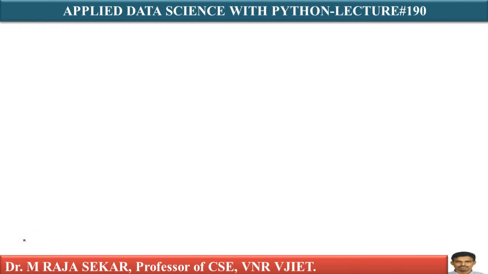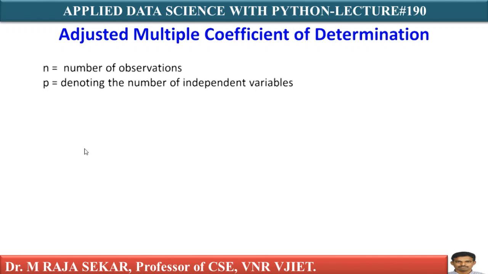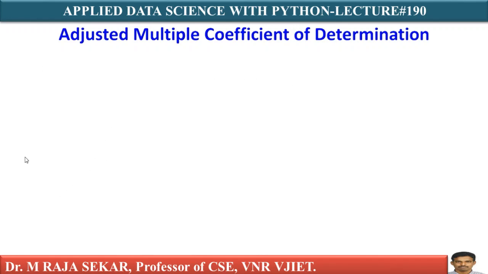In this lecture, I will continue my discussion on multiple regression. We will try to understand the adjusted multiple coefficient of determination, that is, the adjusted R squared value.